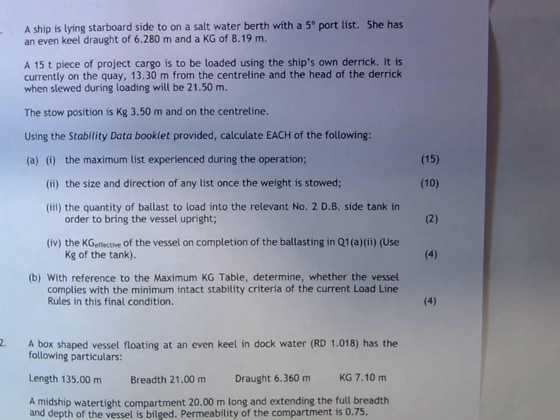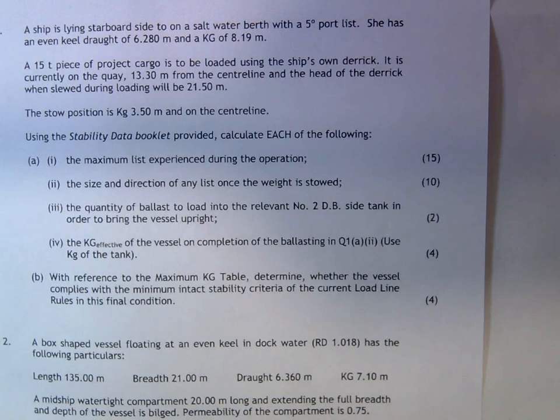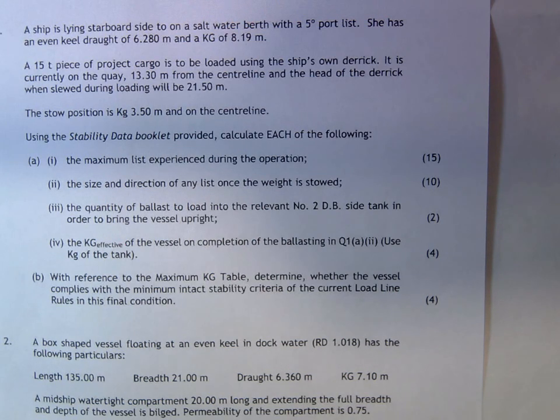Have a look at the July 2020 question 1. With starboard side 2 in salt water with a 5-degree port list. So starboard side 2 but a 5-degree port list. Even keel draft 6.28 given.